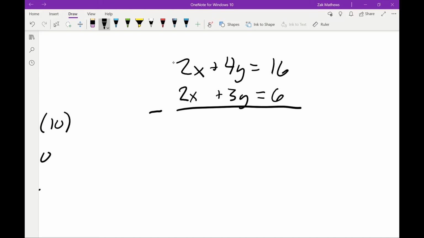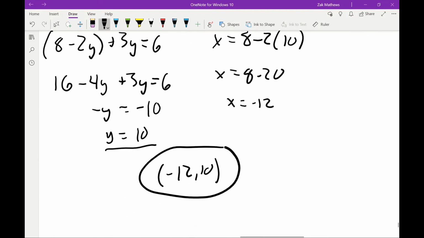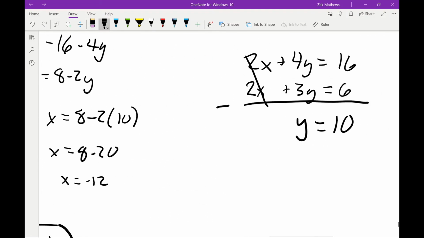2x minus 2x, gone. 4y minus 3y is equal to y. 16 minus 6 is equal to 10. And notice in all of 5 seconds I've ended up at my y variable. Think about how much longer it took that last time.